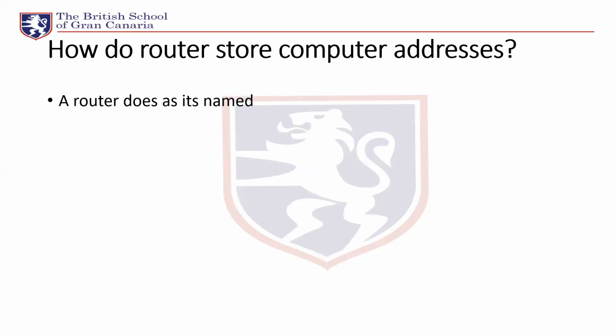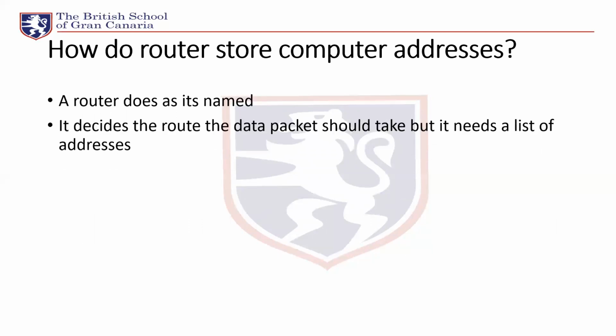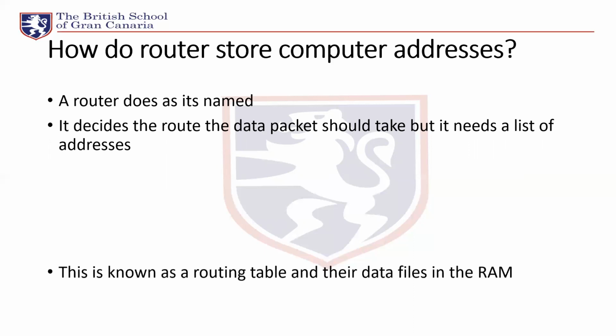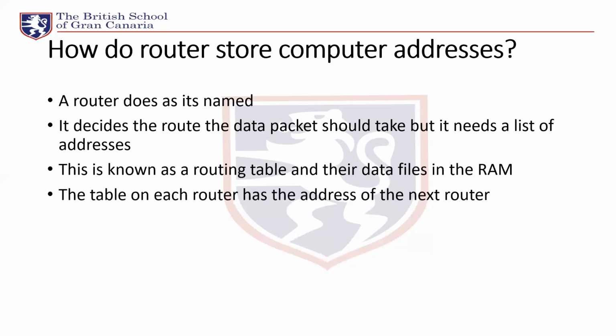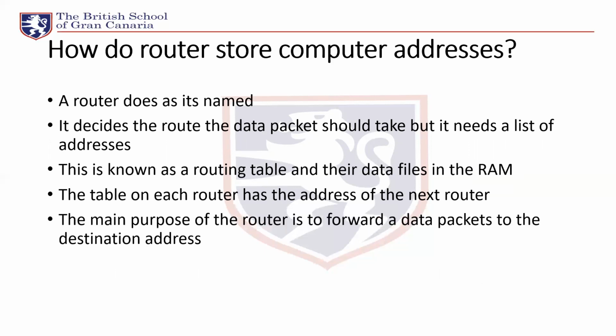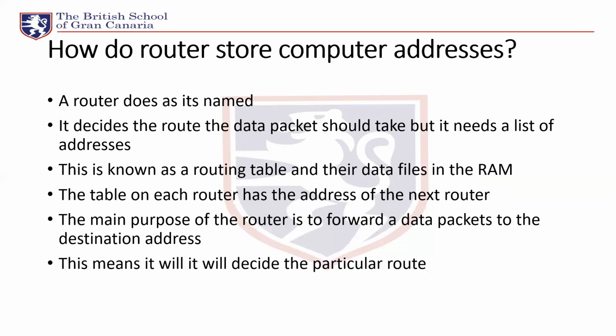Well, routers are intelligent, so it does as it's named, it routes something. It decides the route the data packet should take, but it needs a list of addresses. This is known as a routing table, and the data files could be stored in RAM. The table on each router has the address of the next router, and the main purpose of this is to forward the data packets to the different destination addresses. So this means it will decide on a particular route.